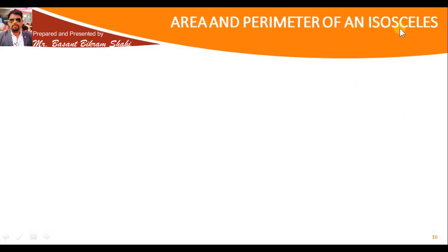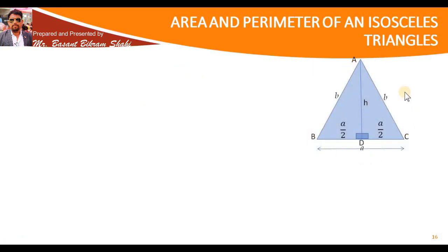Area and perimeter of an isosceles triangle. This figure is of an isosceles triangle where AB and AC are equal, denoted by B, and BC is the base denoted by A. AD is the perpendicular drawn from A to BC, so it is the height of the triangle, and the perpendicular bisects the base, so BD and DC are equal and also half of BC, so half of A.